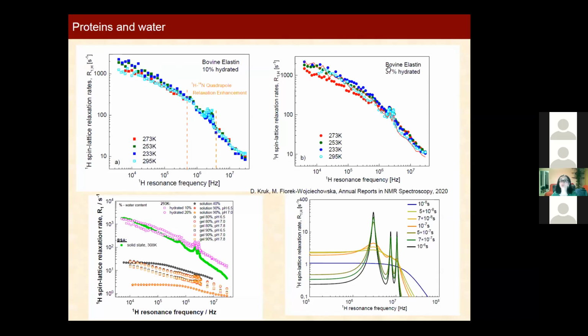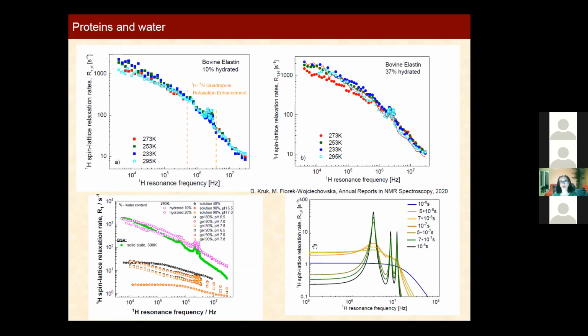Let us add more water. Here it is somehow obvious, because we have only 10% of hydration, we measure signal from protons, from proteins. Here, if one would like to say that not necessarily, because actually we have almost 40% of water, I would say that it does not differ much from the previous one. So somehow we still measure signal from the protein.